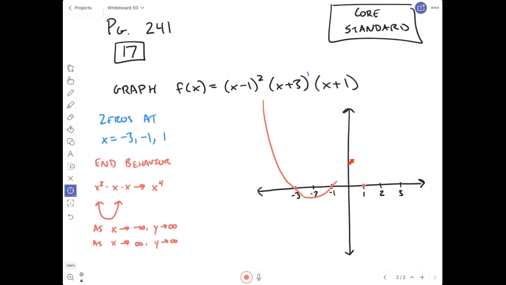Now it seems like it would be nice to figure out what the y-intercept is. So the y-intercept I would get by multiplying, let's see, -1 squared is 1, times 3 is 3, times 1 is 3. So let's give myself the y-axis values, 1, 2, 3, and 3. Here we go. Up to 3, and then down because I have a 0 at 1. And I know that at 1, the function should bounce. And go back up. Positive. Cool.